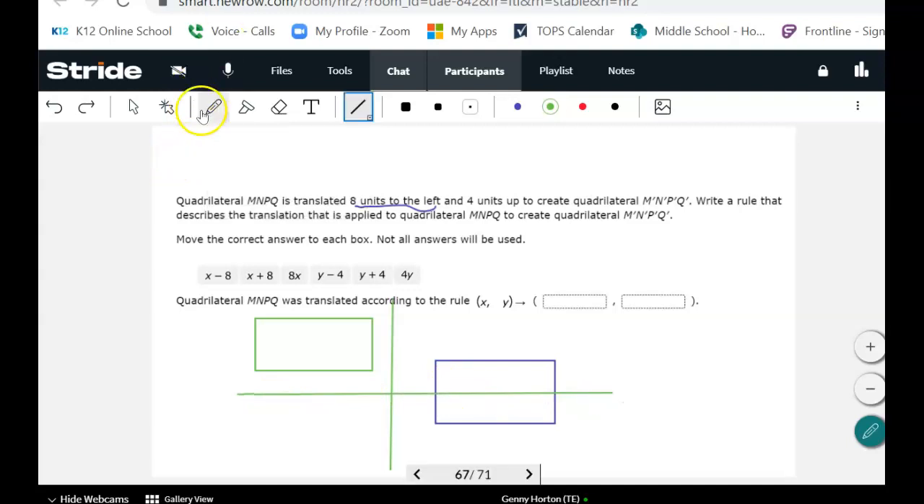Doesn't matter where the rectangles are. What is happening to the coordinates of each point? So the x value, if it goes to the left 8 units, then it actually is subtracting 8. So it's this one. And if it goes up 4, then you're adding 4 to the y coordinate.